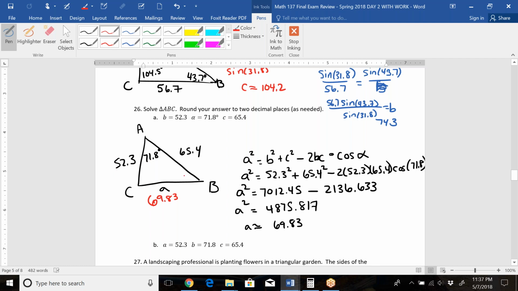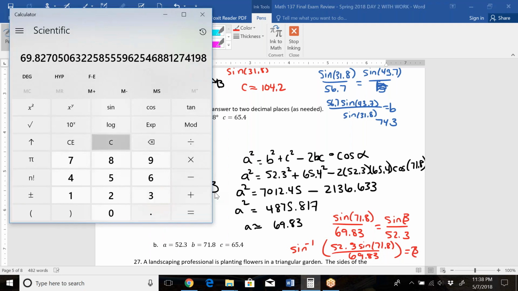So we know there's not going to be any obtuse angles in this problem. So I'm going to solve for little b. It's the smaller of the angles that I would be finding, so I know it's going to be an acute angle too. So this is sine of 71.8 over 69.83 equals sine of beta over 52.3. So we're doing 52.3 sine of 71.8 over 69.83, and that's equal to sine of beta, which means we're going to be doing a sine inverse of that once we get it worked out to find beta.